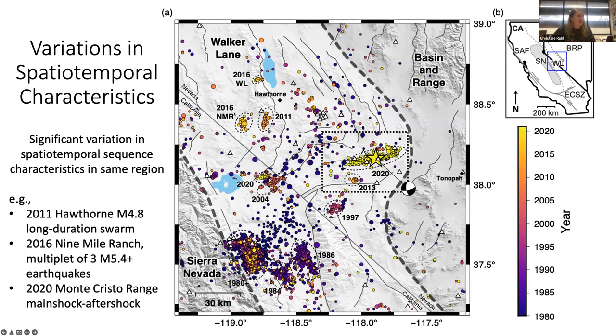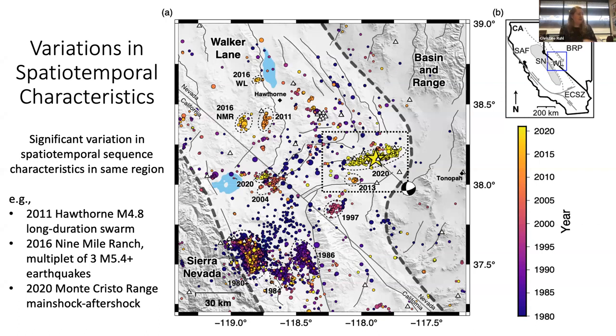Then just next door to that is the Nine Mile Ranch sequence in 2016, which was a multiplet sequence. Within a couple of hours or minutes, there were 3 magnitude 5+ earthquakes, so these co-main shocks.